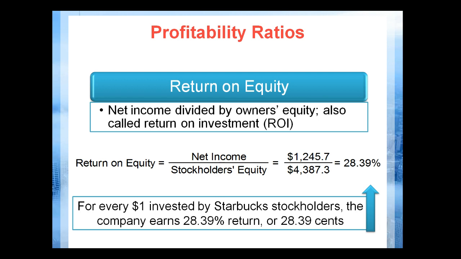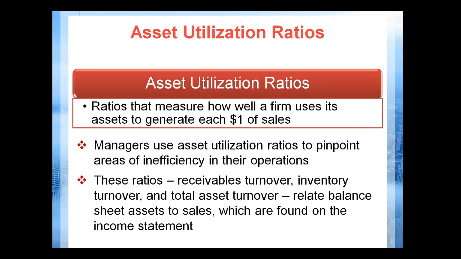So this particular ratio is going to be analyzing the relationship between the income and the equity that the organization's owners would receive. Now, asset utilization ratios are going to be how well you use your assets to generate income.